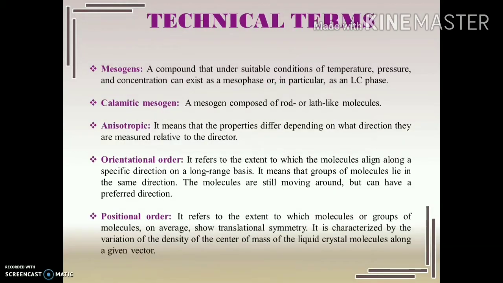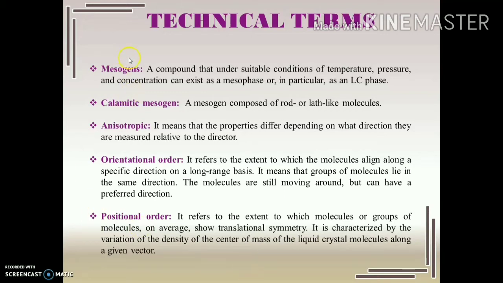Next we move on to the various technical terms which are used when we study liquid crystals. First of all is the mesogen. So what is a mesogen? It is a compound which, under suitable conditions, of course related to temperature, pressure and concentration, these being the 3 major conditions, can exist as a mesophase. Mesophase means a liquid crystal phase.